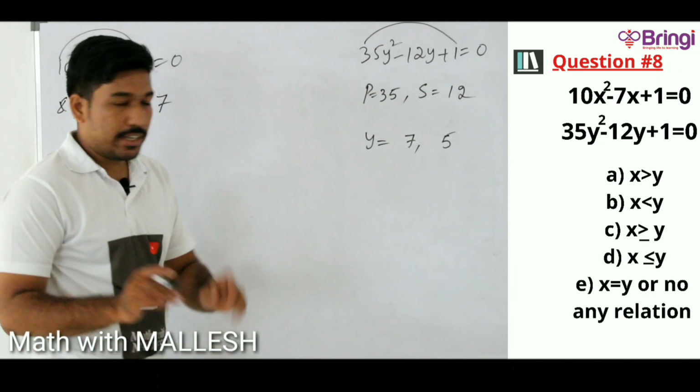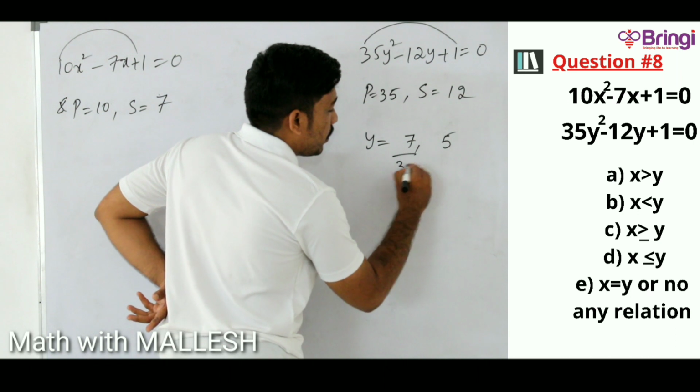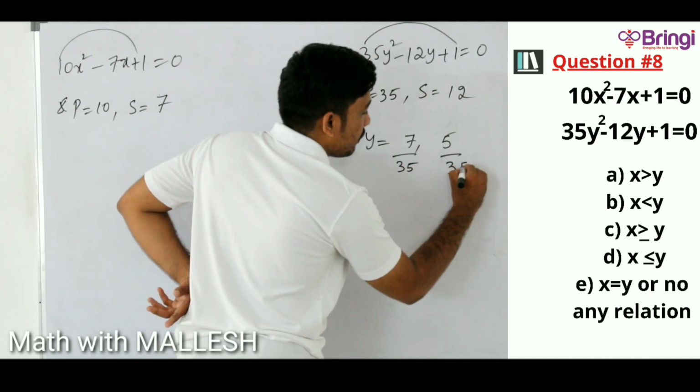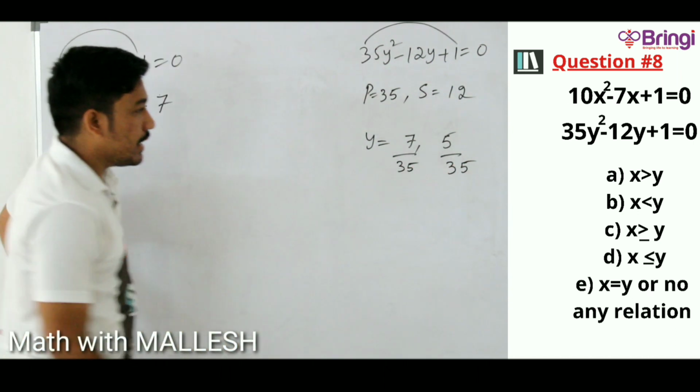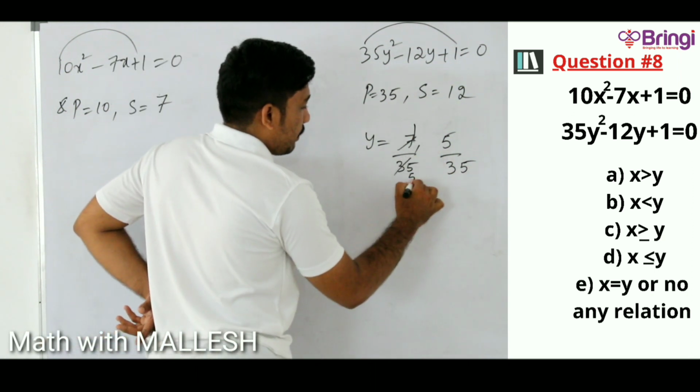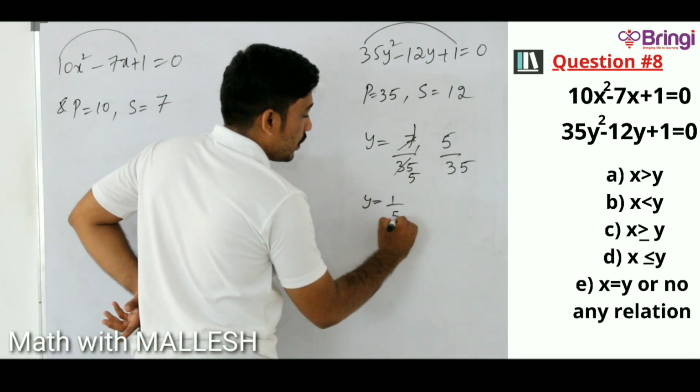And this is not the final one. What we have to do? We have to divide with the 35. Correct? We have to divide with the 35. 1 time and 5 times, so y is equal to 1 by 5.